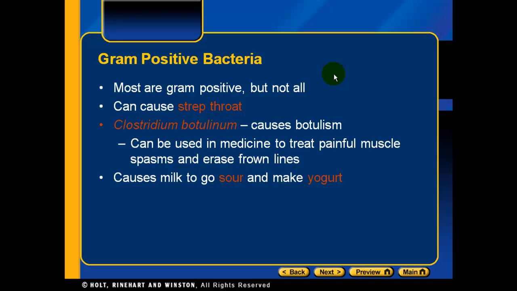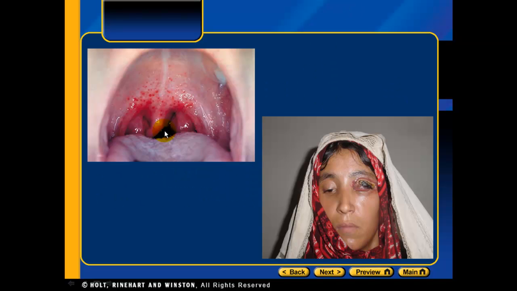Gram-positive bacteria also cause milk to go sour and make yogurt. Anthrax is another example of gram-positive bacteria. Anthrax could be used as a biological weapon and wipe out populations. There's a picture of strep throat, and there's a picture of what anthrax can do.